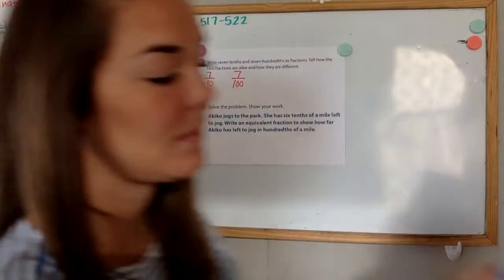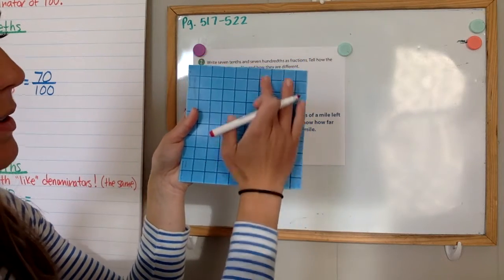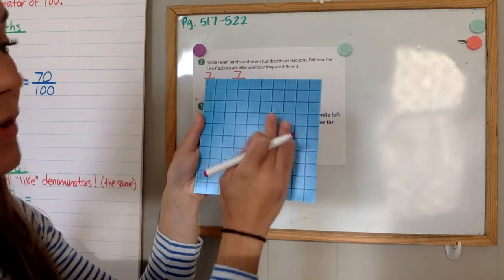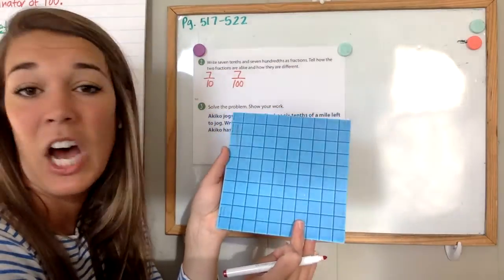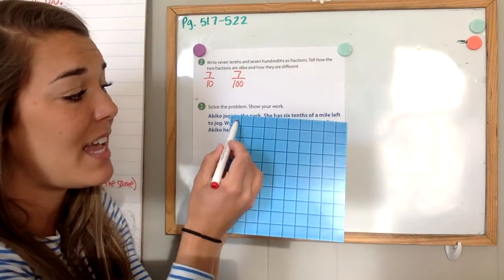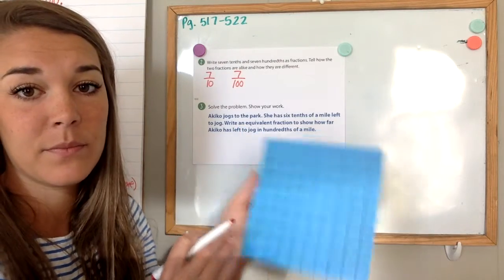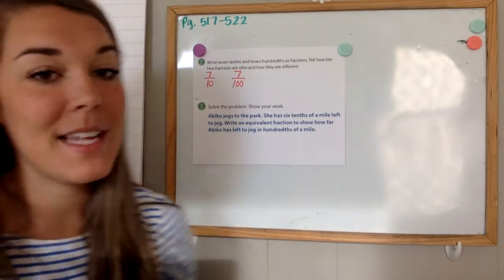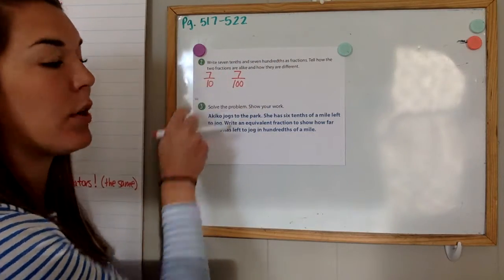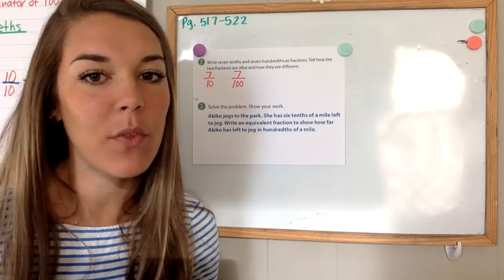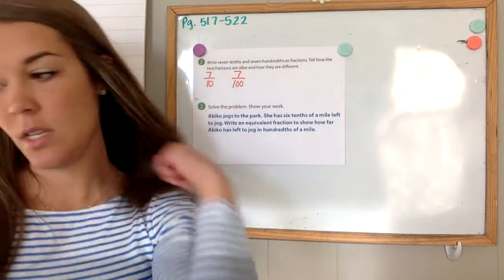7/10 would go all the way to here, right? This whole part of the hundredths thing. 7/10 would go all the way to here. If we're talking about just 7/100, we're just talking about 7 little cubes on this chart, okay? Remember that the bar also means out of, so sometimes I can help you think about it. Like if you had 7 out of 10, that's going to be more than if you had 7 out of 100, okay? All right, last problem.